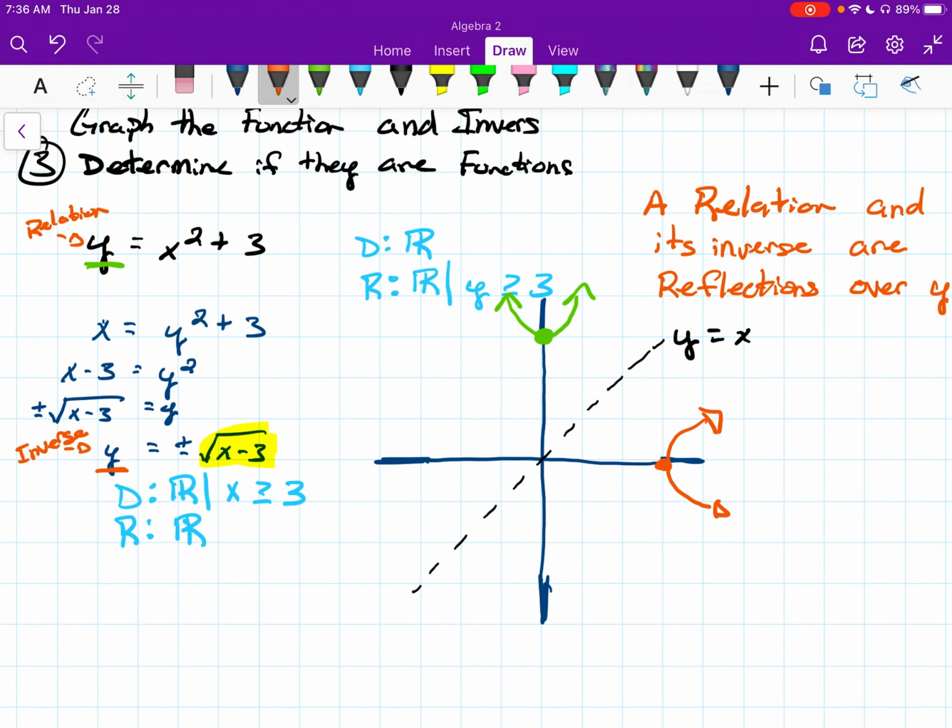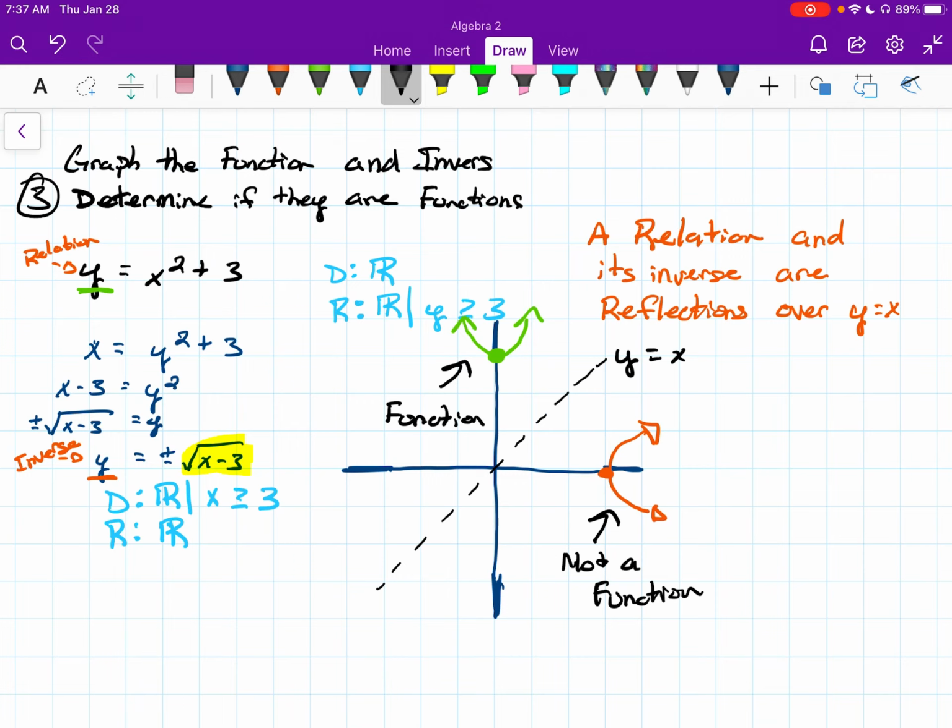Now, are they functions? The original relation is a function, but the orange one, it fails the vertical line test, so it is not a function. Right? We're still able to graph things that are not functions. That's something important here. That might be the first time that we're doing that, where we're graphing non-functions. All right, that's that example. Let's move on.